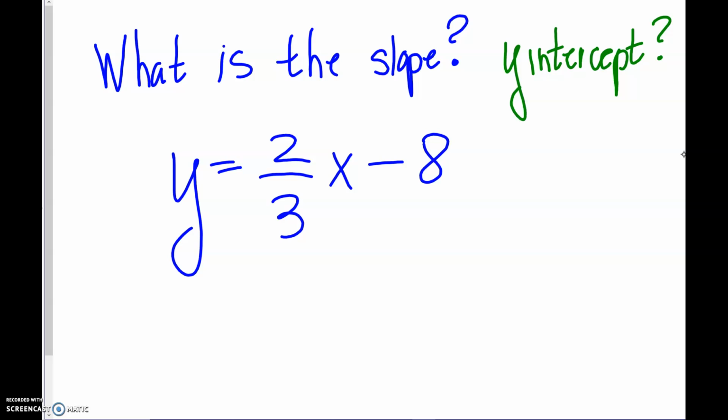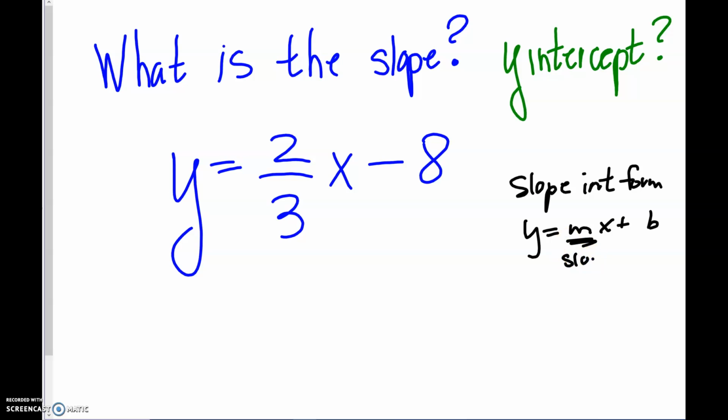What is the slope? So this is an equation that is in slope-intercept form, and slope-intercept form is y equals mx plus b. And remember, m stands for the slope, and b stands for the y-intercept. So now that I have those underlined, what I usually do would be blank x plus blank.